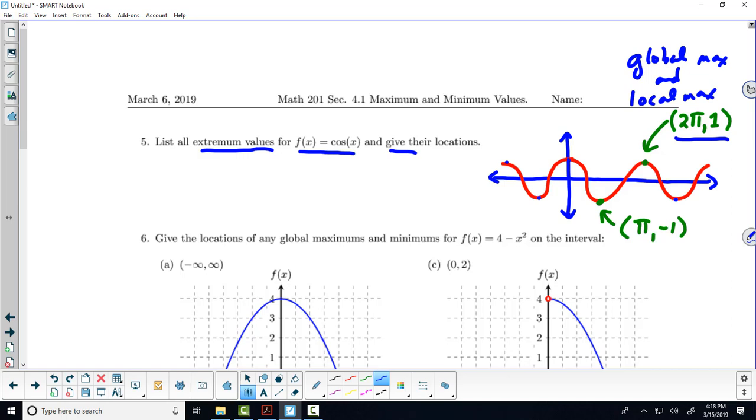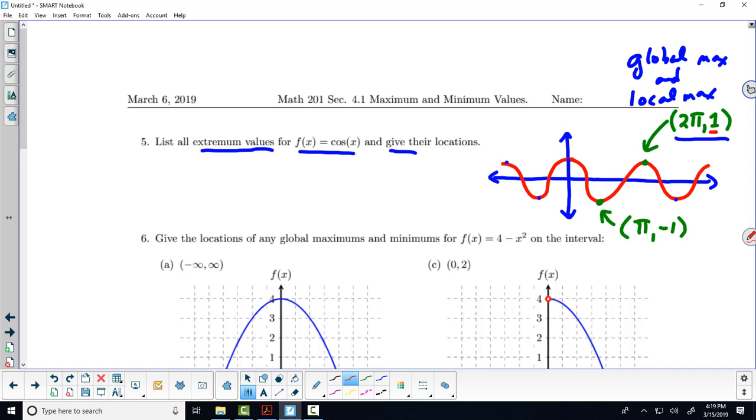Convince yourself of that. So why is it a global max? Because if I look at the range values of the cosine function, the largest range value is 1. There is no other input into the cosine function that will spit out something larger than 1. So that makes it a global maximum. Why is it a local maximum?